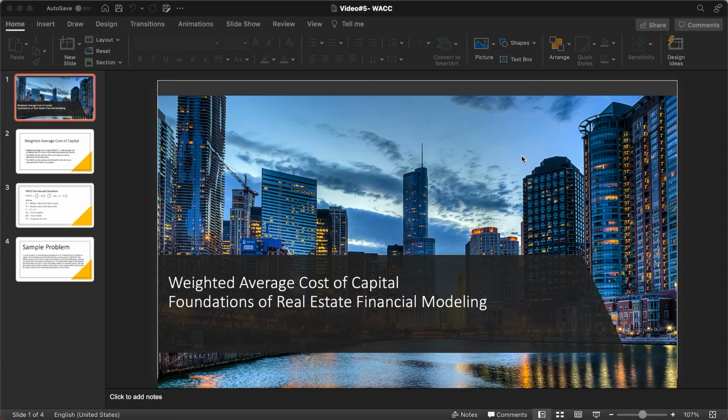Guys, welcome to Foundations of Real Estate Financial Modeling. Today we're going to go over the concept of weighted average cost of capital, its formula, and a sample problem to wrap it all up.